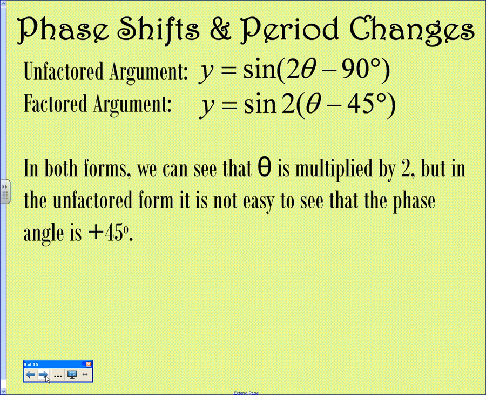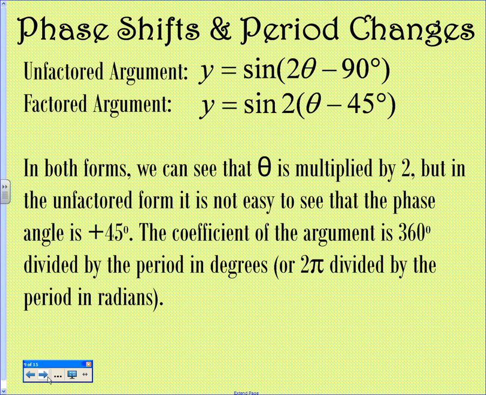So whenever it's in factored form, you can tell the number that it's multiplied by, the coefficient, and you can also tell your phase angle. So anytime it gives it to you unfactored, go ahead and factor it out before you do anything with it. Whenever you write your answer, you're going to want to write it in the factored form. You don't want to unfactor it. Okay?